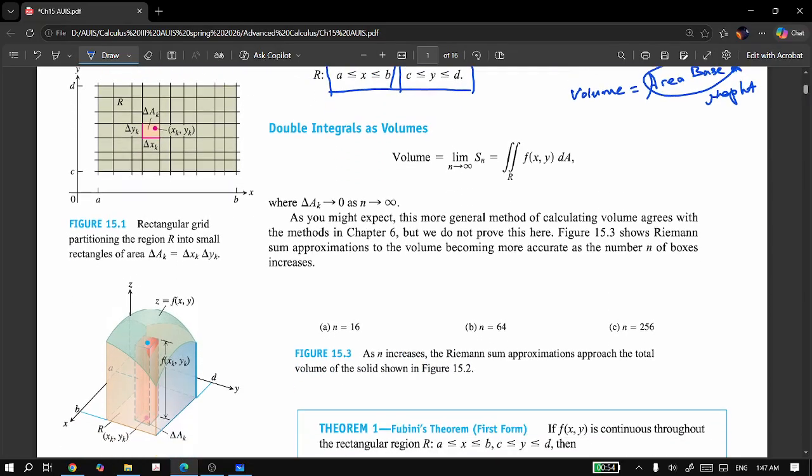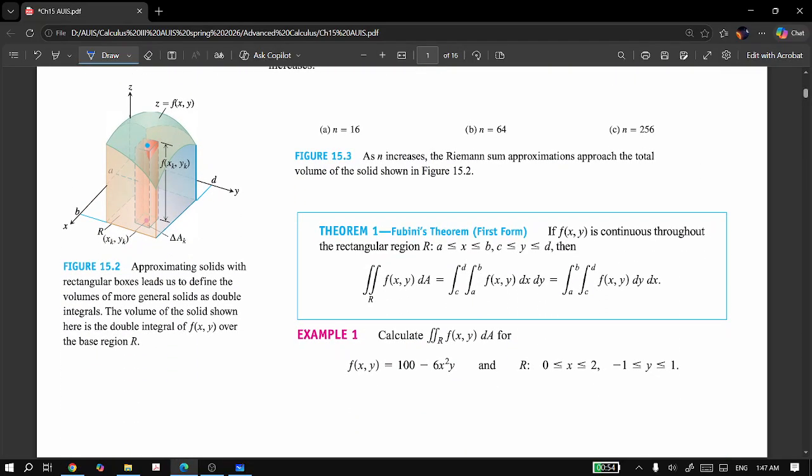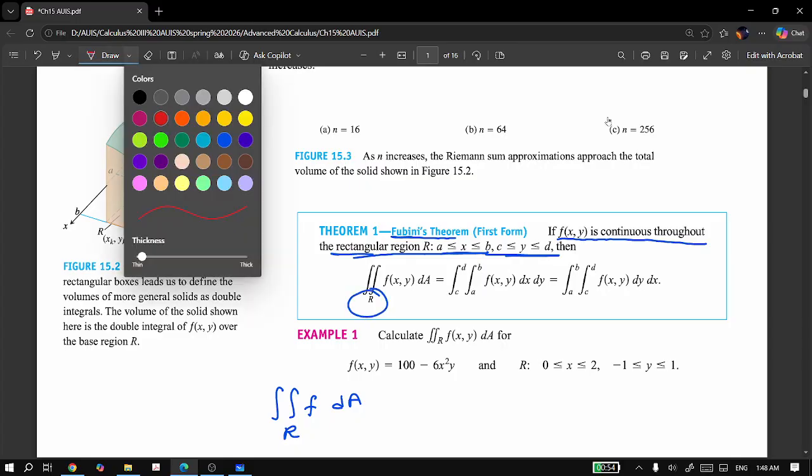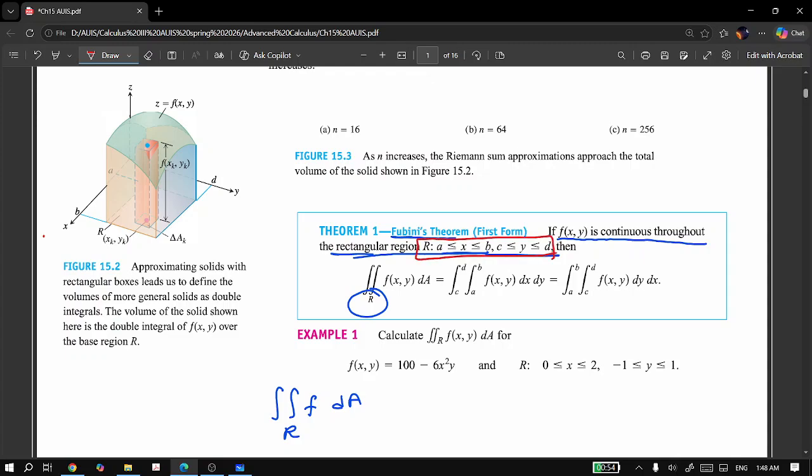In general, we are finding volume using Fubini's theorem, which states that if we have a function that is continuous throughout the rectangular region, which is the base of the object that we have got, where x is between a and b and y is between c and d, then for finding the volume, when f is continuous, we are simply saying that the double integration of the f that we have got over the region R, that region R is the rectangular region here, dA, represents dx dy or dy dx.